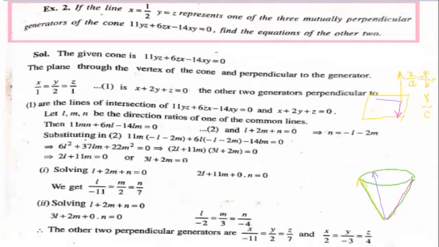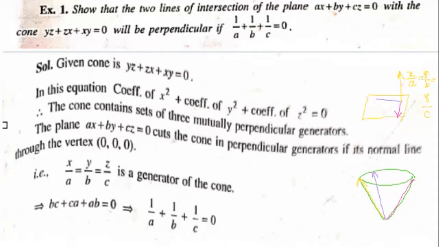So in this way, the DRs of the cone abc satisfy this equation. Therefore, bc plus ca plus ab equal to 0. Dividing throughout the equation by abc, we get 1 by a plus 1 by b plus 1 by c equal to 0. Okay, that's how it is.